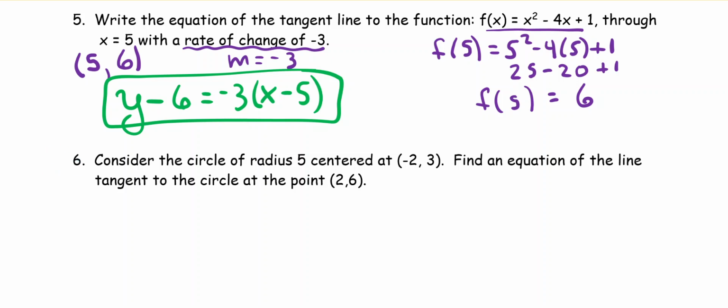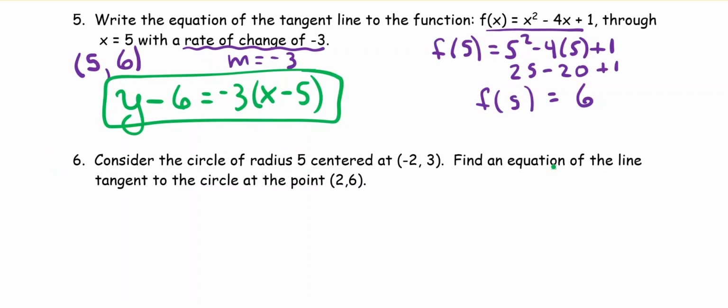Example 6. Consider a circle of radius 5, centered at -2, 3. Find an equation of the line tangent to the circle at the point 2, 6. I'm going to sketch this. My circle is centered at -2, 3. I'm a very visual learner, so I like to sketch things out when I can. And my radius is 5.